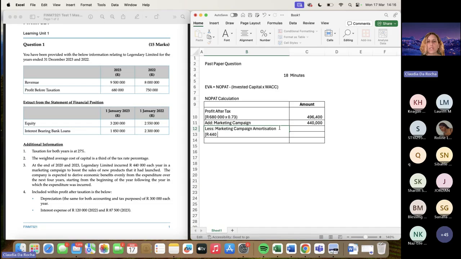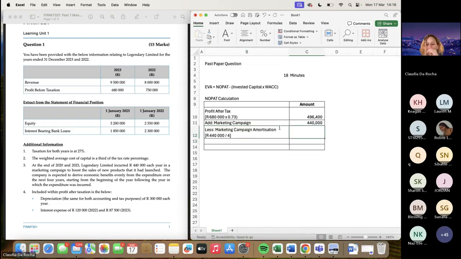We're taking the 440 and we're dividing it by 4 years because it said that we would derive it over the next 4 years. So we had incurred expenses in 2020. Therefore, we will have amortization in 2021, 2022, 2023, and 2024. So we are in 2023. It means we will have amortization. So we divide by 4. 110,000, and we're going to deduct that.